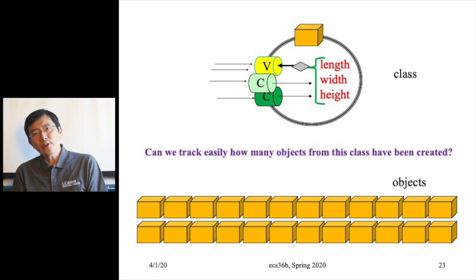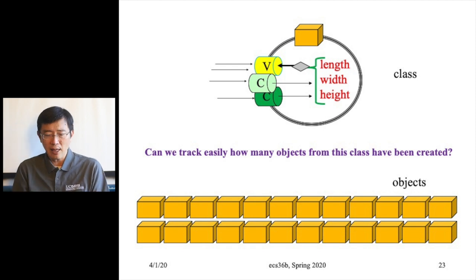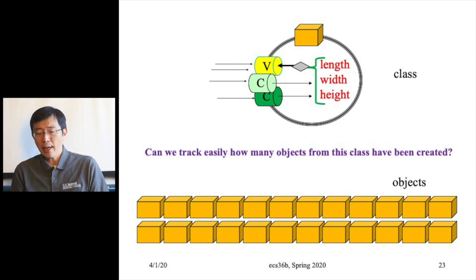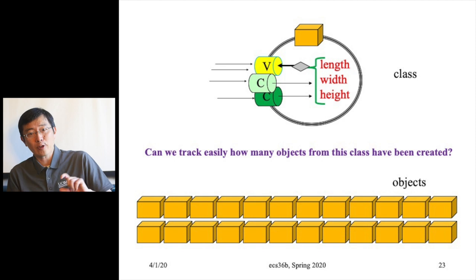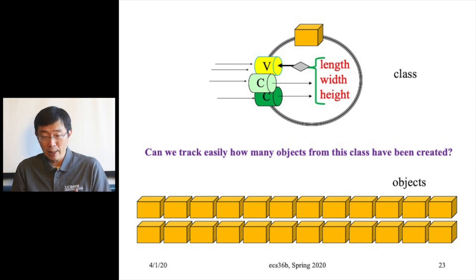So now my question for you is, how will you easily keep track of or count how many objects you have created based on this class definition? You can think about how you're going to do this. We hope to do that without having an external variable. We hope to do that within the class itself, so that we can keep track of how many objects have been created under this class.